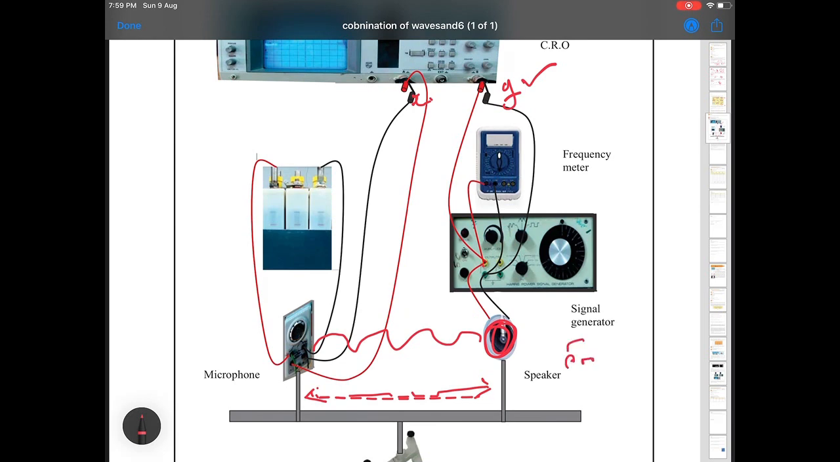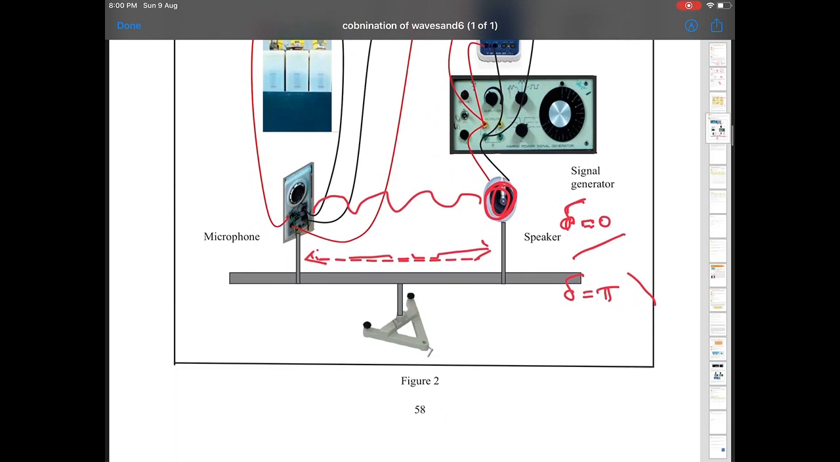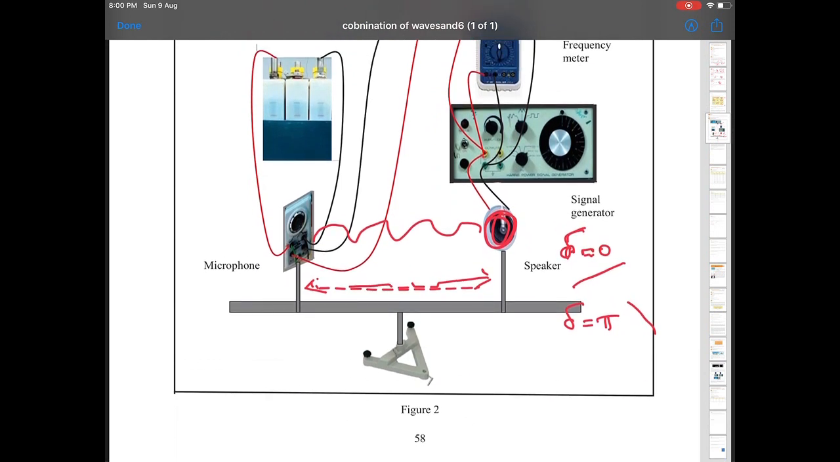If the phase difference delta is 0, we will get a positive slope, and if it is equal to pi, we will get a negative slope. That's what we understand from the theory. So what we are going to do now is see the waveform in the CRO. Have a look.